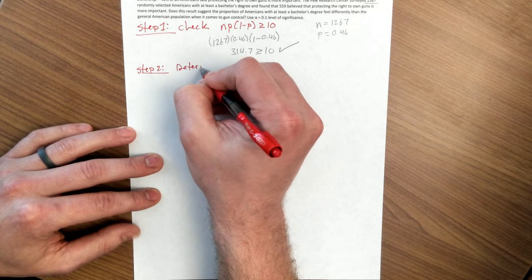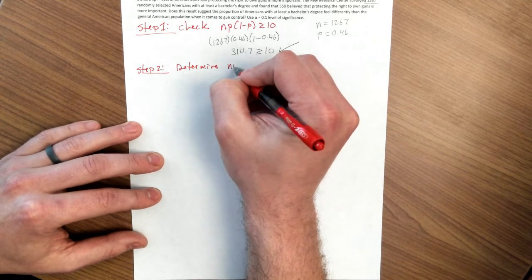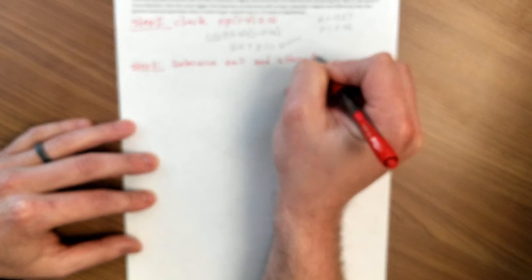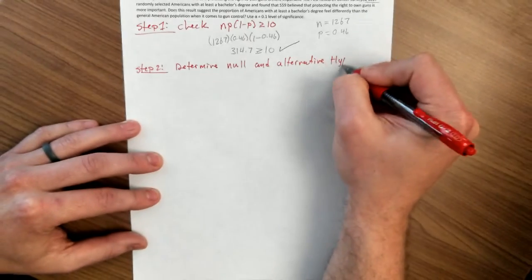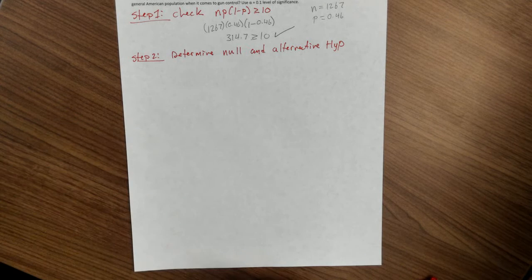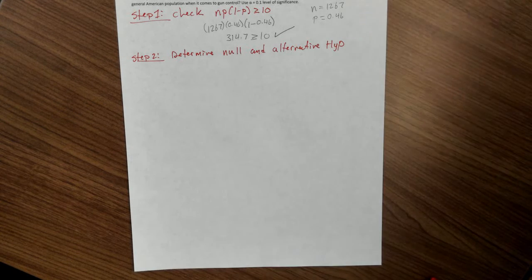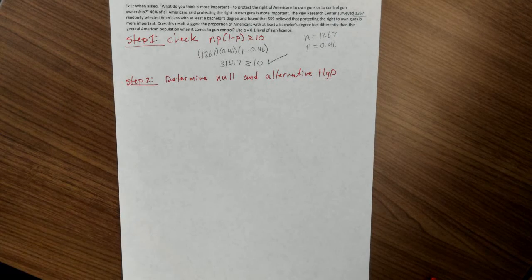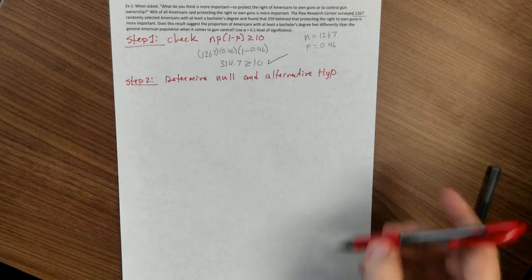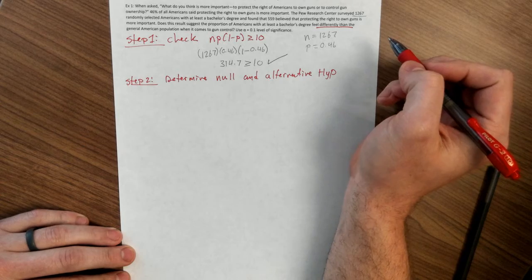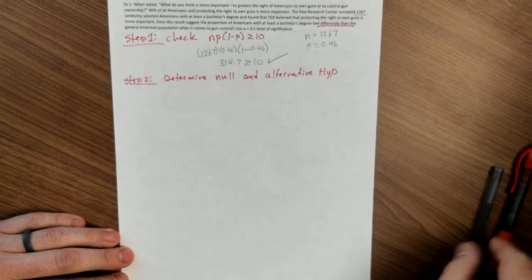Determine null and alternative hypothesis. I'm going to abbreviate hypothesis there. All right, so just by reading this, we can tell if it's a one-tailed or a two-tailed. And so let's figure that out now. So it says, does this result suggest a proportion of Americans with at least a bachelor's degree feel differently? So differently means less than or greater than. So this is a two-tailed test.